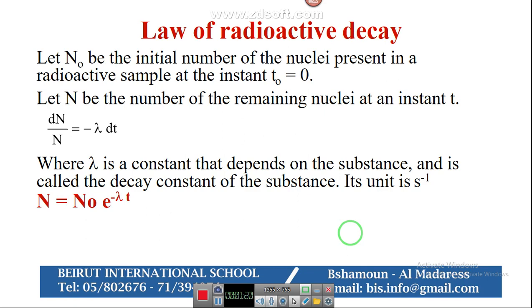First formula, this formula is admitted without any proof: N equal N0 exponential minus lambda t. N is the remaining number of nuclei, N0 is the initial number of nuclei, and lambda is the decay constant. N disintegrated, or N lost, is equal to N initial minus N remaining.